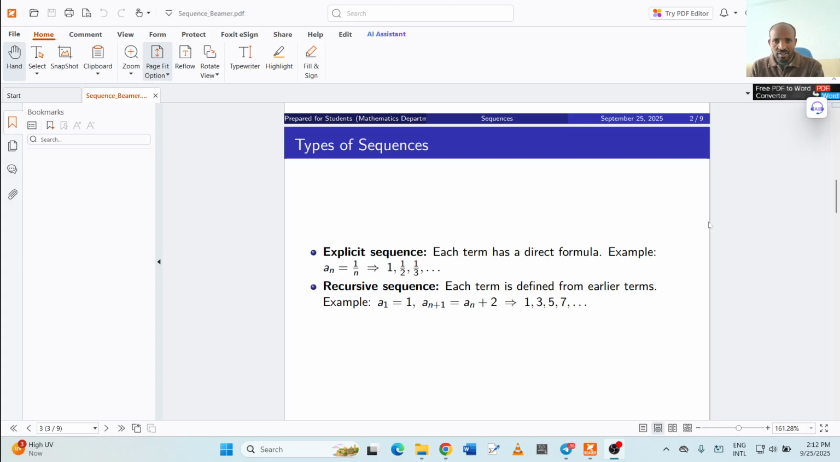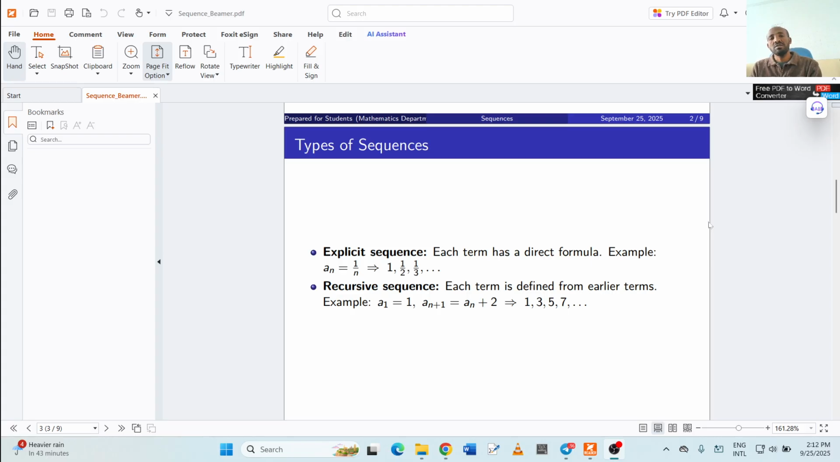For instance, f(n) = 1/n when n is in the set of natural numbers, or simply, since f(n) is equal to the nth term of the sequence, a_n = 1/n. When n is 1, 1/n becomes 1. When n is 2, it is 1/2. Those are the outputs. So the sequence will be 1, 1/2, 1/3, and it continues. This is known as an explicit sequence. That means the nth term can be expressed explicitly in terms of the independent variable n.